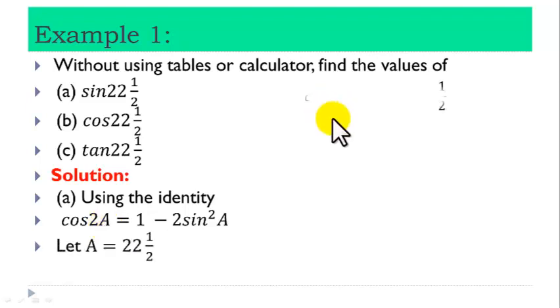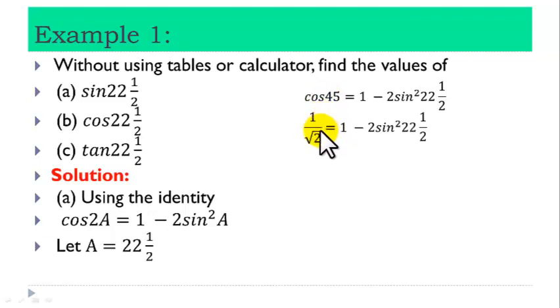Then we have cos 45 is equal to 1 minus 2 sine squared 22 and a half. But cos 45 is 1 all over root 2. So this is equal to 1 minus 2 sine squared 22 and a half. That is, 2 sine squared 22 and a half is equal to 1 minus 1 all over root 2. Please note 1 minus 1 over root 2 is root 2 minus 1 over root 2.